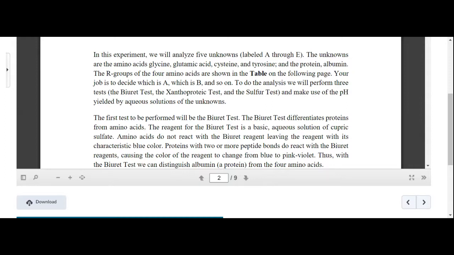So what is the first test you're doing? Your first test is going to be the Biuret test, right? This test is going to distinguish between proteins and amino acids. In a basic solution, if it gives a positive test, what does a positive test mean?